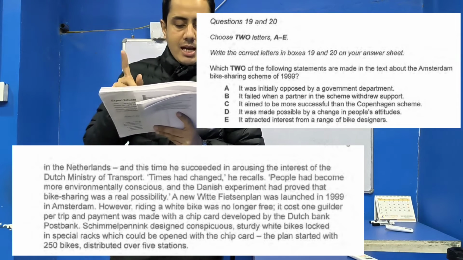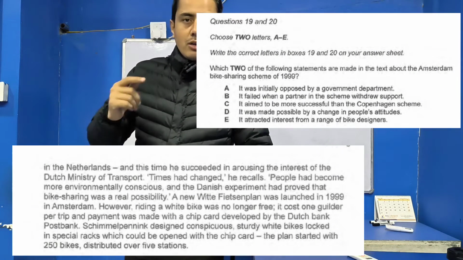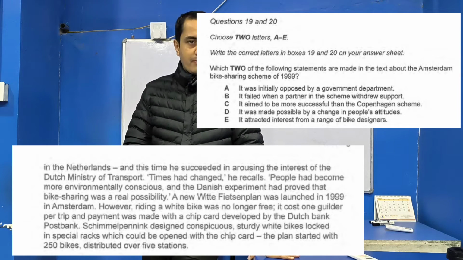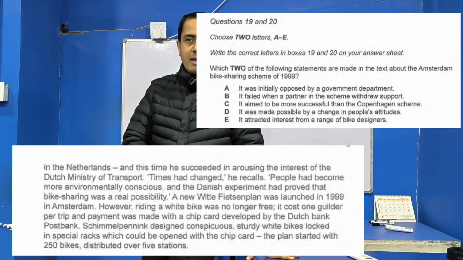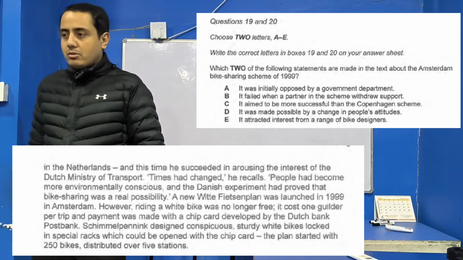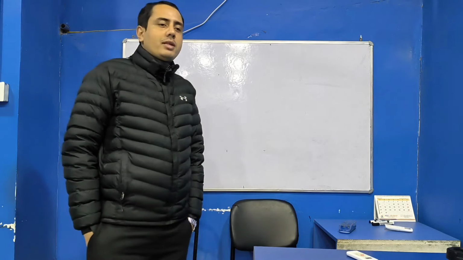And what happened because of that? A new white bike plan was launched in Amsterdam. So it was launched because people had become more conscious about the environment. That is why option number D may be correct, because it was made possible by a change in people's attitudes. If people don't care about the environment, nobody will take a bicycle.